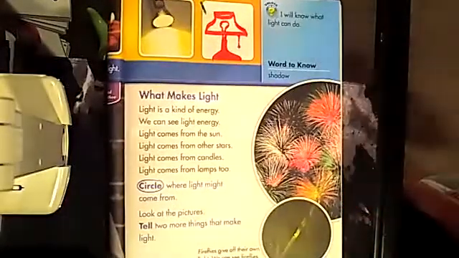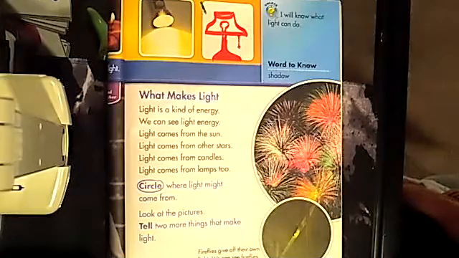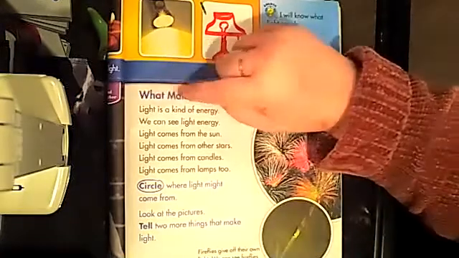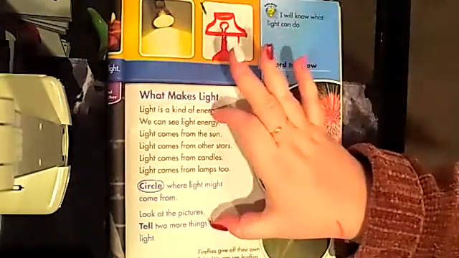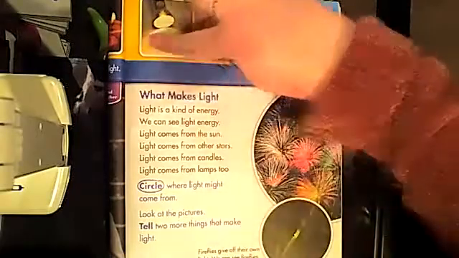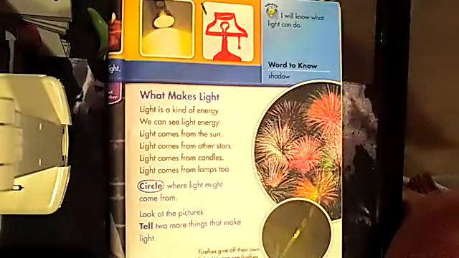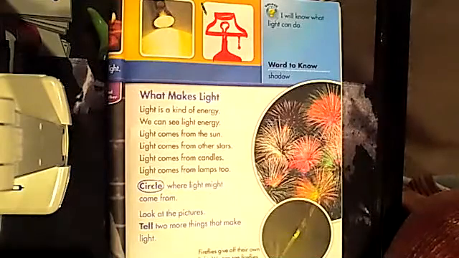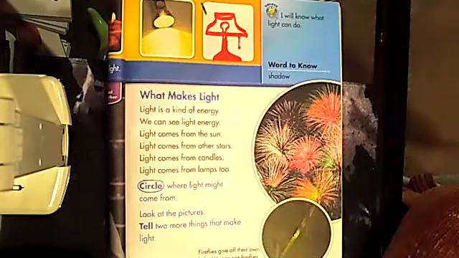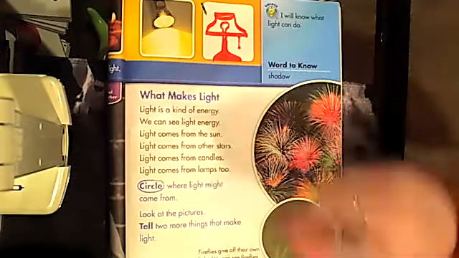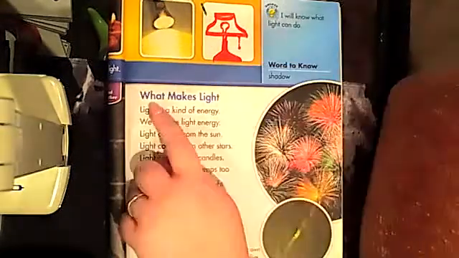Here we go. We have what makes light. This heading says what makes light. So we know that this section is going to be all about what makes light. And we already have some ideas from above. And you saw my flashlight. We know the sun makes light. We know a candle makes light. We know a lamp makes light. We're going to learn about some more things. So point your fingers up. Go ahead and read with me.